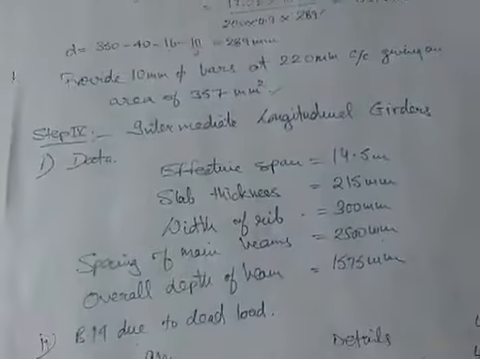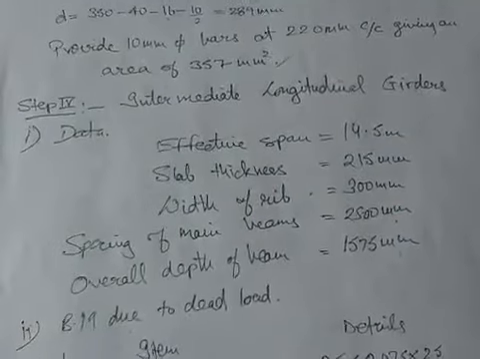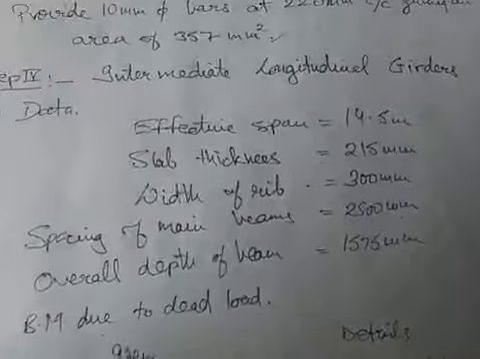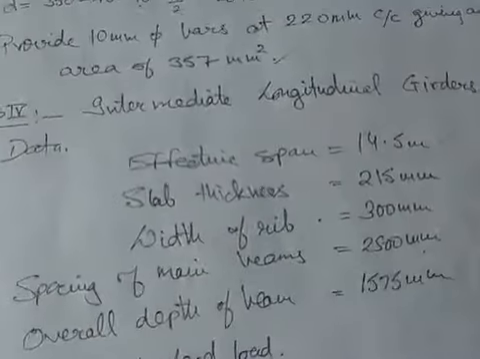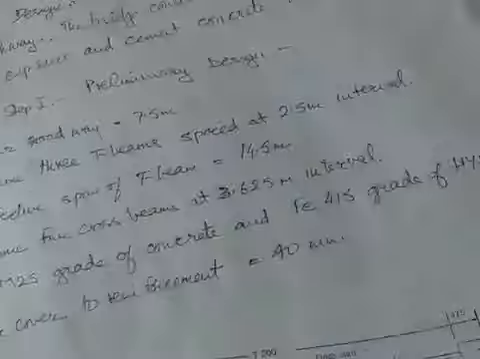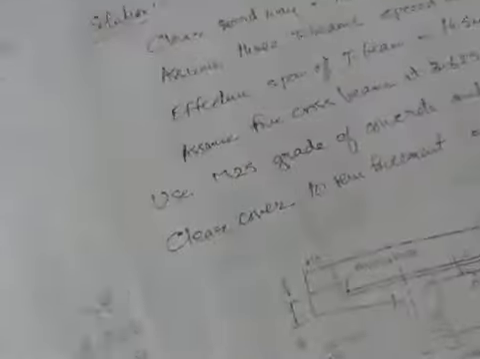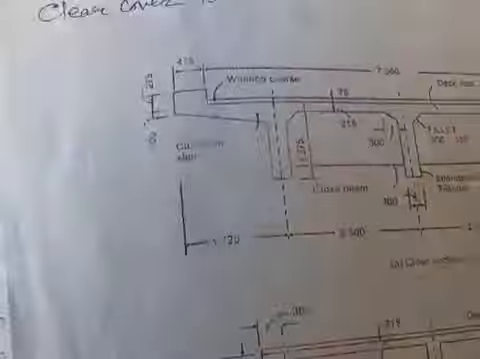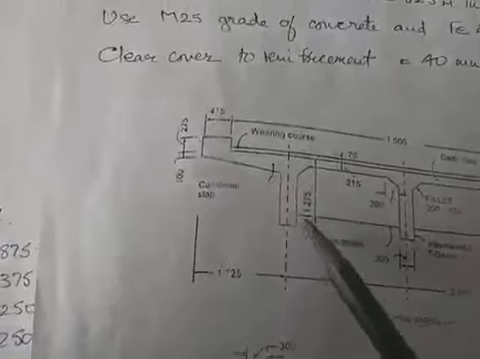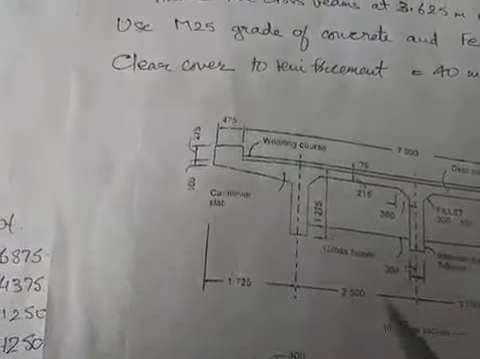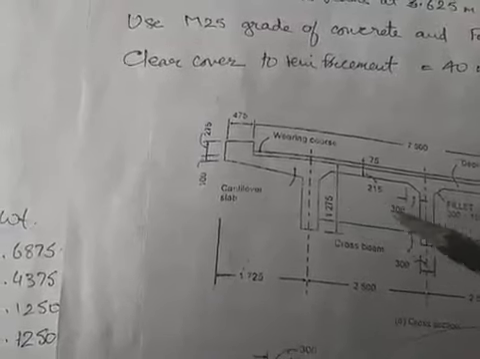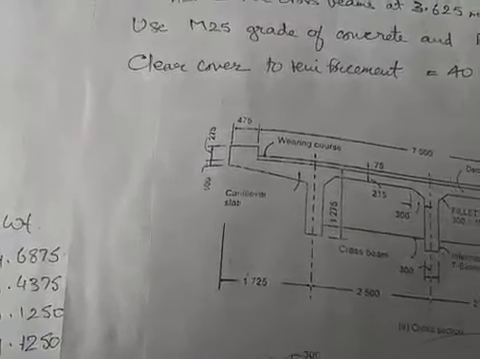For the intermediate longitudinal girder, as you can see, the effective span is 14.5 meters. Then the slab thickness is 215 mm. So we will go to the picture again. You can see the data over here. Let me show you very clearly. So this is the data for which we are going to design. The slab thickness is 215. The longitudinal girder has a depth of 1575. So this is incorrectly shown over here. The depth of the longitudinal girder is 1575.